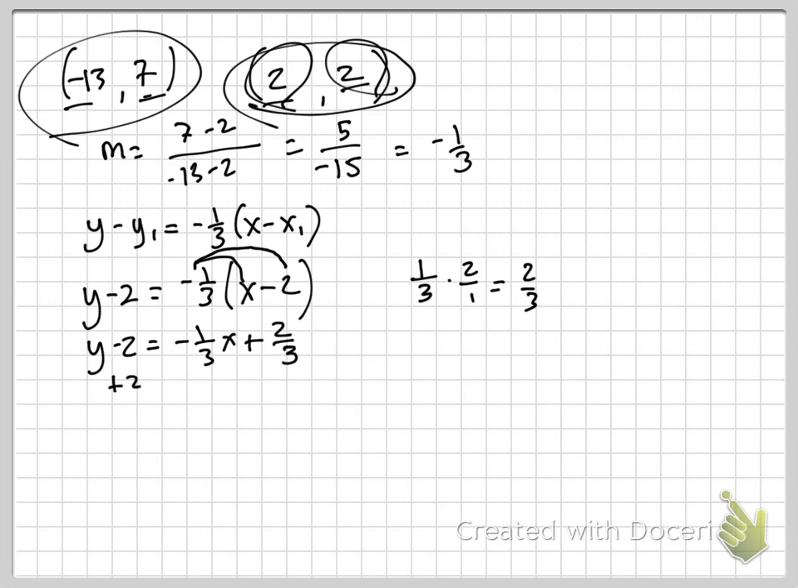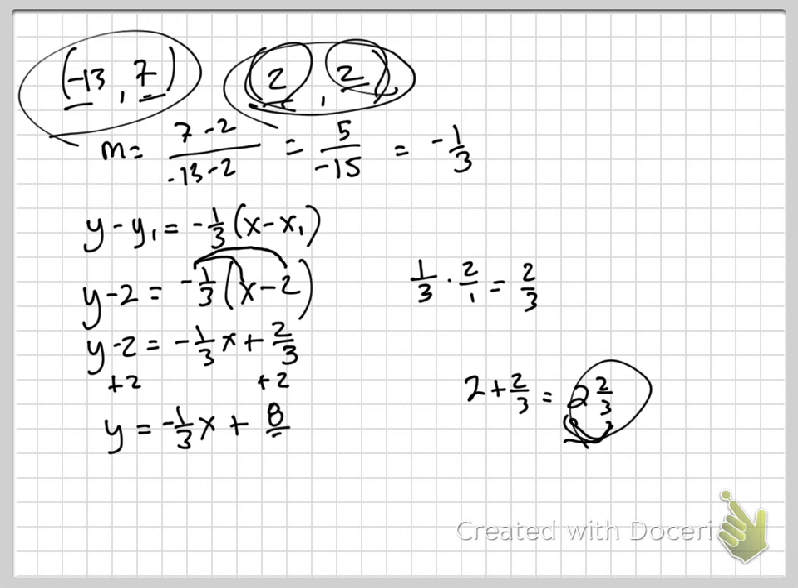And then I'm going to add 2 to both sides. Y equals a negative 1/3 x plus, well, what's 2 plus 2/3? 2 plus 2/3 is just 2 and 2/3, right? But in advanced math, we don't use mixed fractions very much. What would this be as an improper fraction? 8/3. How many of you got it correct?